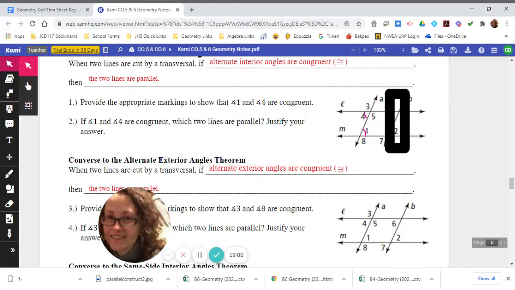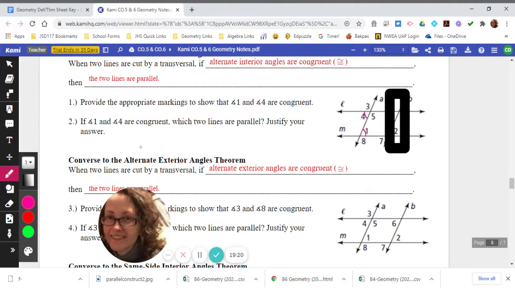Okay, so the two lines that I would say are parallel, if those two pink arcs are true, if I do actually have those congruent angles, the lines that I would say are parallel are lines L and M. So line L with a line over top is parallel to line M with the arrow on top.